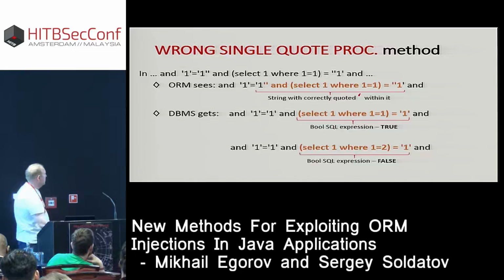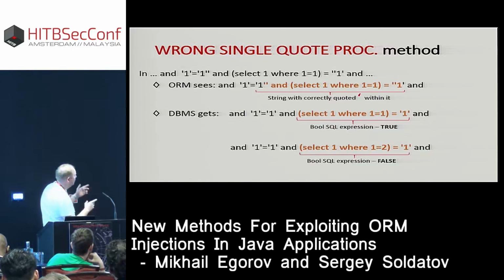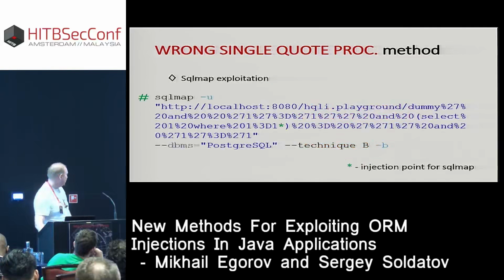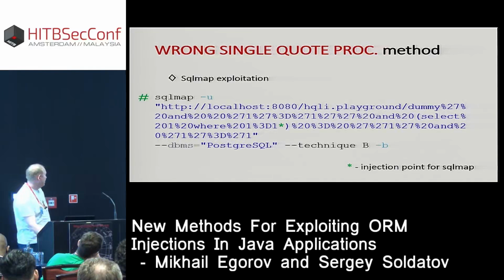You can see this line, and we have a string with single quotes that are correctly escaped. But because of this functionality with wrong single quotes processing, all sequences of 2 single quotes will be substituted by 1 single quote. And the meaning of this expression will be changed completely. On the slide you can see how to form a true expression and a false expression for blind SQL injection. Exploitation looks like this. And this technique works for every database management system. And the example on the slide is for Postgres.